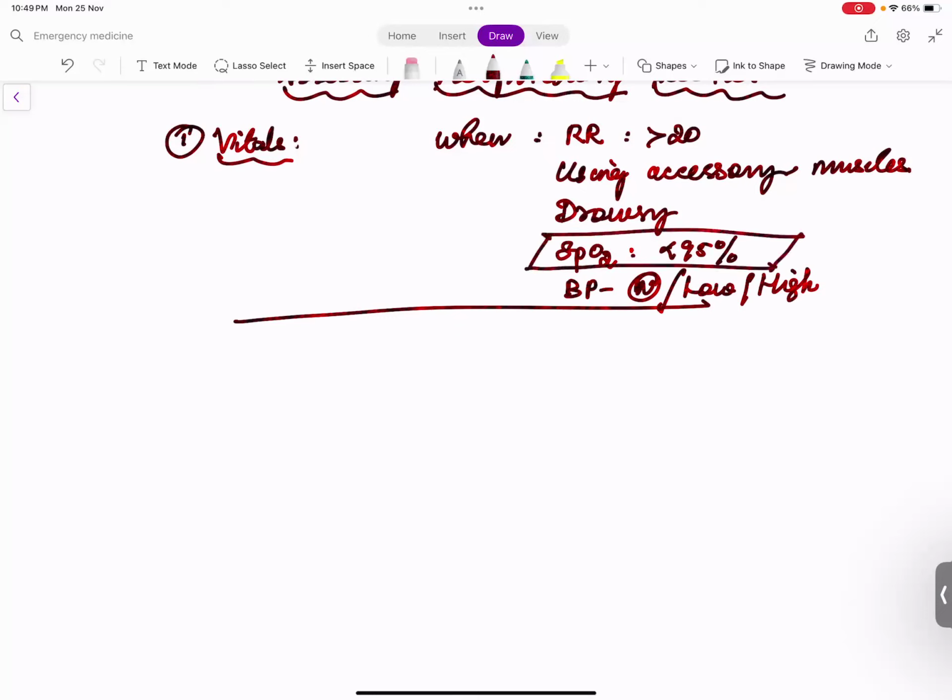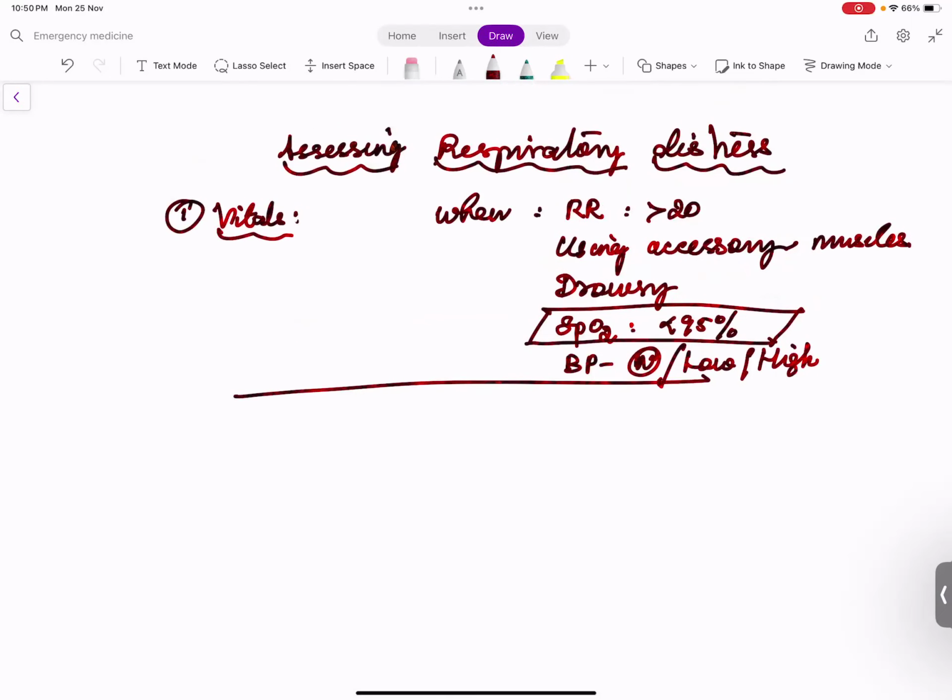Why am I keeping saturation as the last point in respiratory distress? A patient with a normal saturation can also come with breathing difficulty. He may use his accessory muscles of respiration, his respiratory rate may be high, he may be unable to lie down. He may be coming in a sitting position, but still his saturation may be 100%. So that is why it is important. To tell that a patient is in respiratory distress, saturation alone is not the criteria.